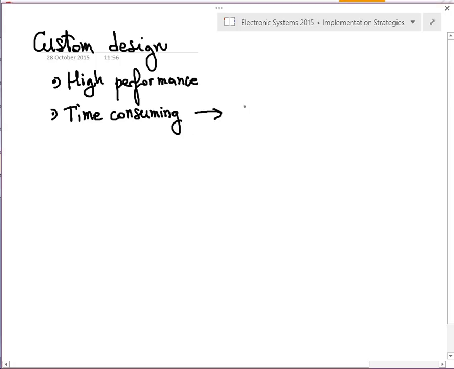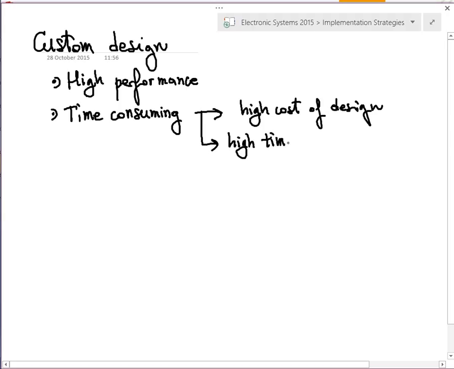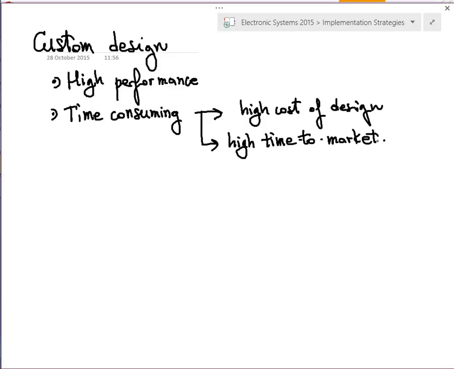Which means that you have typically a high cost of design, because we literally need to go transistor by transistor. Okay? And you also have typically a high time to market. What is the time to market? It's the time that passes from the moment in which you start with the design to the moment in which you can push the product to the market. Of course, you have to take into account the design time, the different design iterations if needed, and then of course the production time.